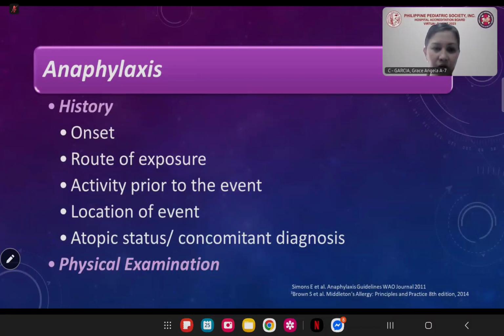You also check the atopic status of your patient, and the concomitant diagnosis as well, because this is very important for those patients who are hypertensive, especially those who are taking beta blockers. Next would be your physical examination.